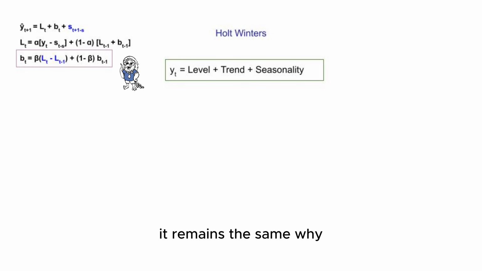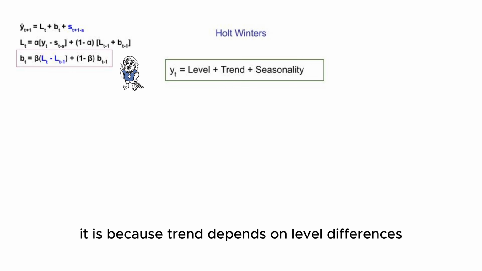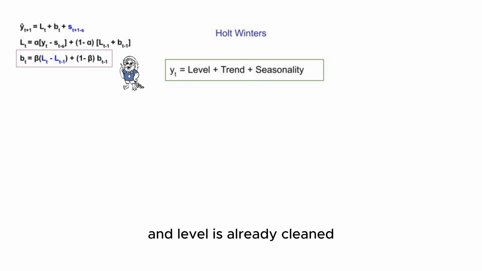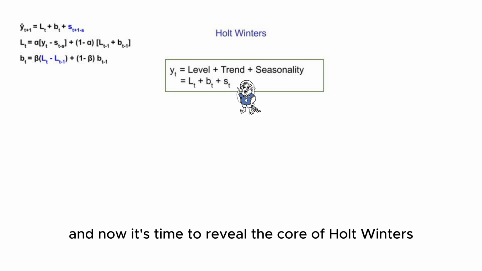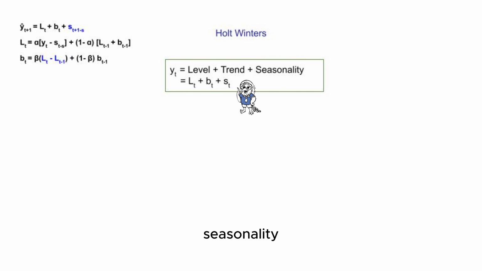Next, trend. It remains the same. Why? Think for a second. It is because trend depends on level differences, and level is already cleaned. And now, it's time to reveal the core of Holt-Winters, seasonality.